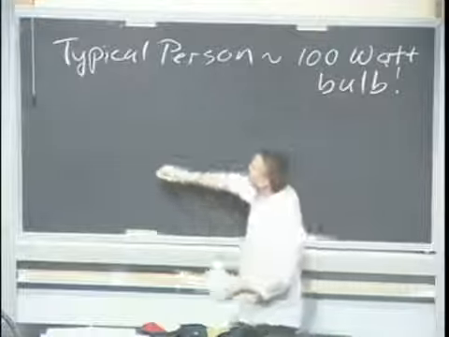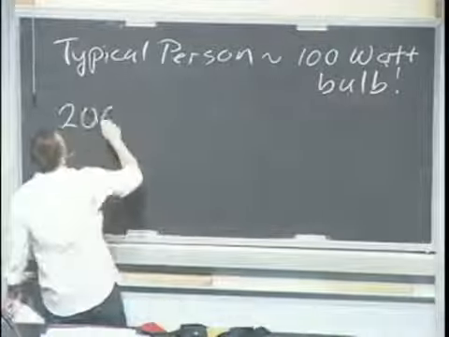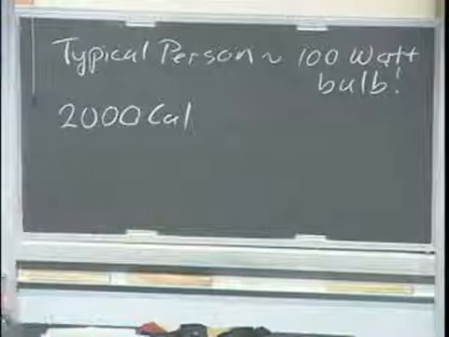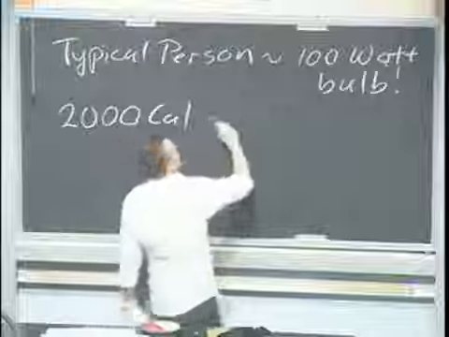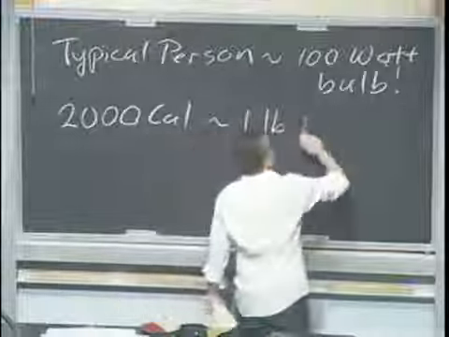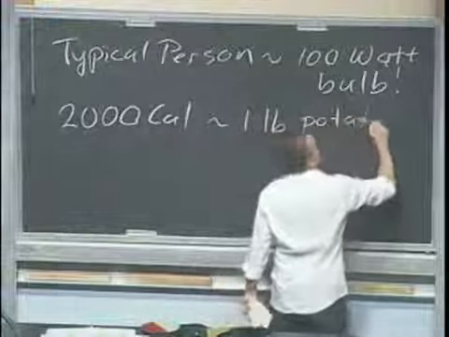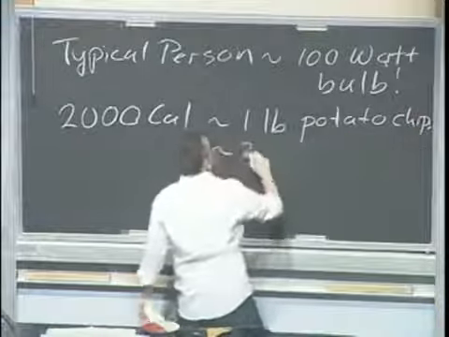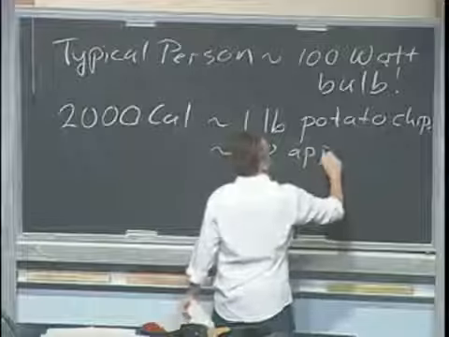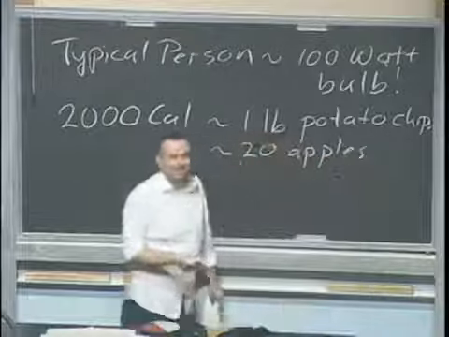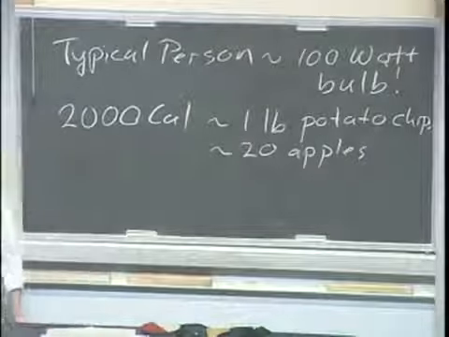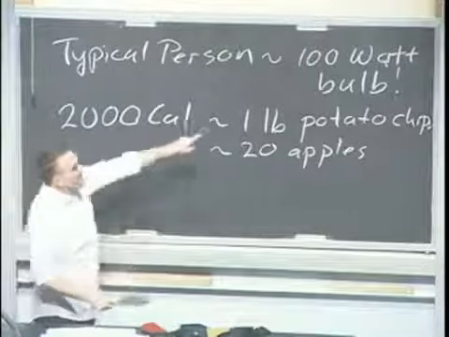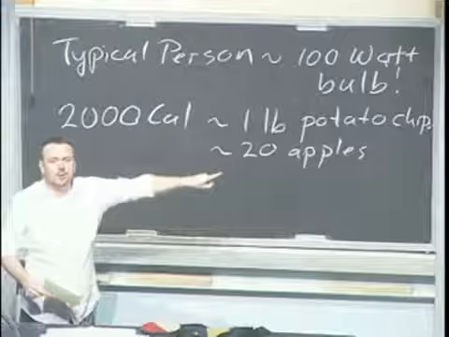Okay, so just so you know, 2,000 calories, a typical diet requirement. You can get that through about 1 pound of potato chips, or if you're a little better eater, that's about 20 apples. Okay, for comparison. So however you choose to get your calories, your energy intake is your choice. Okay, so this gives us an energy scale we can start working with.